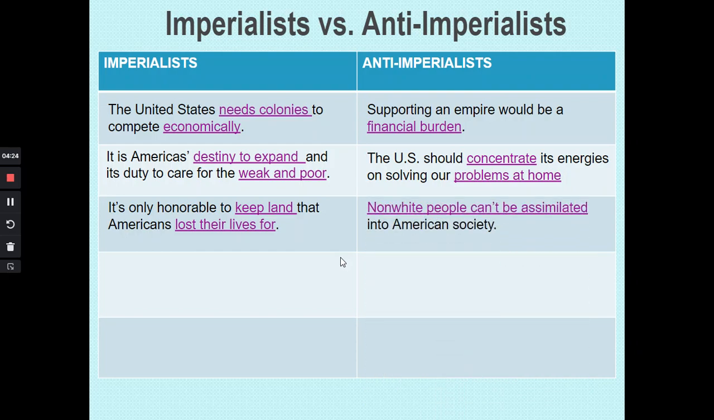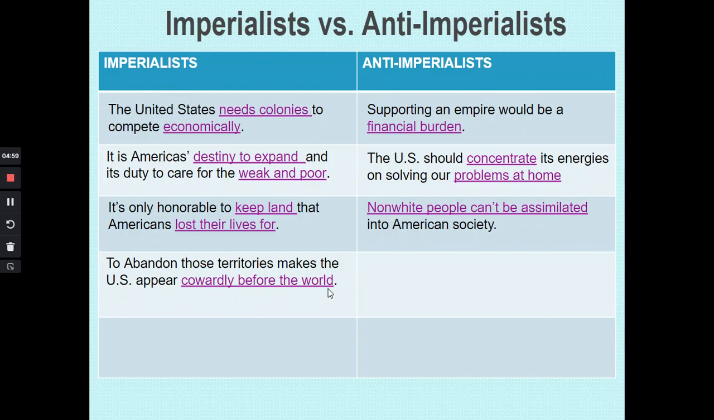Whereas anti-imperialists said that non-white people cannot be assimilated into American society. In other words, you have people coming from other countries, and it's going to be hard for them to assimilate to become Americanized. And that was what some of the anti-imperialists said. Now, in today's time, 2023 and beyond, that point can be very controversial. But the anti-imperialists at that time, that was one of their arguments.